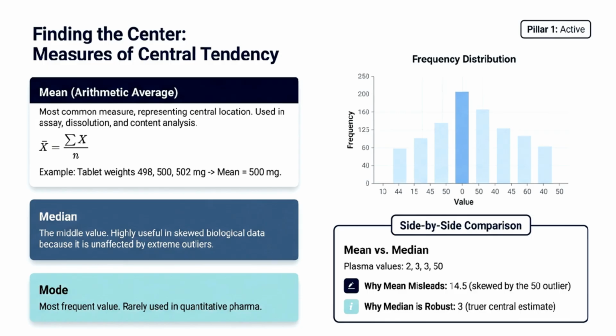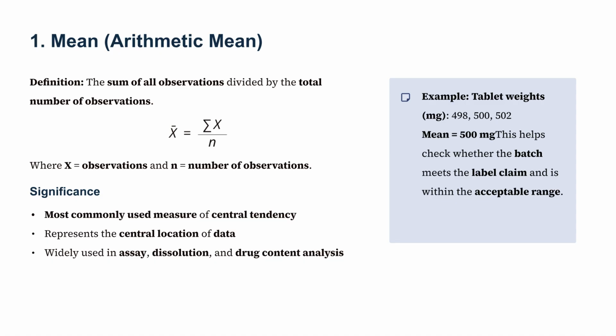The 3 main measures are mean, median, and mode. Mean is the common average. Median is the middle value, less affected by outliers, and mode is the most frequent value. Mean is widely used in assay and dissolution analysis. The mean, or arithmetic mean, is the sum of all observations divided by the number of observations. It's the most common measure of central tendency, representing the central location of data. It is vital in assay and dissolution studies to check batch quality against label claims.